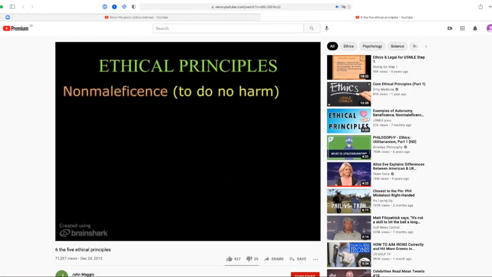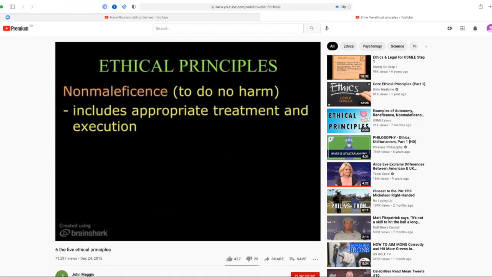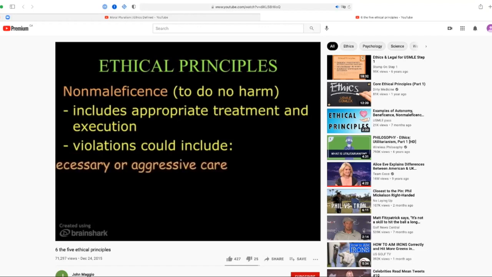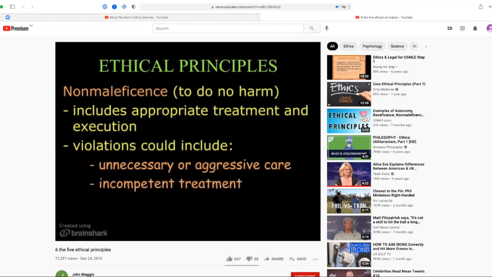Non-maleficence involves not hurting someone. This includes appropriate treatment and execution of that treatment. Violations could include unnecessary care or aggressive care, incompetent treatment, and not referring when indicated.